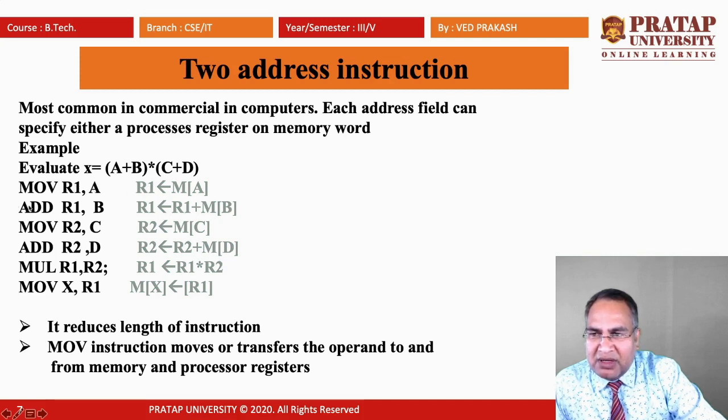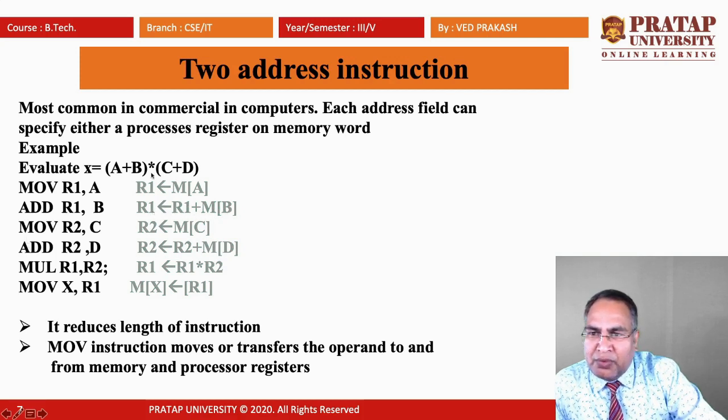Then we use another instruction, add R1 B, that is also a two address instruction. So it adds the contents of memory location B and the contents of register R1, and again replaces the result in register R1.